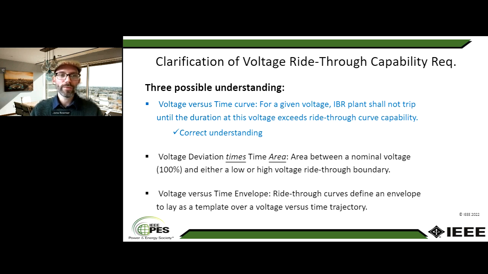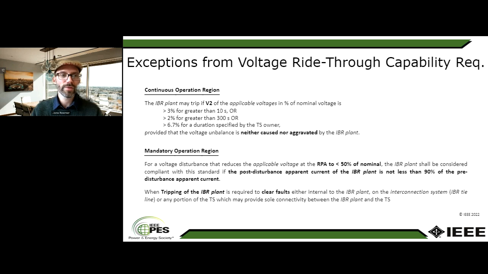We'll skip the understanding of the capability curves, which you can read in Annex G, I believe, of the standard. And there are a couple of carve-outs for voltage ride-through depending on the unbalances. And also, with regard to the post-disturbance power recovery, for those voltage events where the voltage at the RPA falls below 50% of nominal, the standard allows up to 10% of the total capacity of the plant not to ride through. For example, if individual wind turbines would trip within a park.